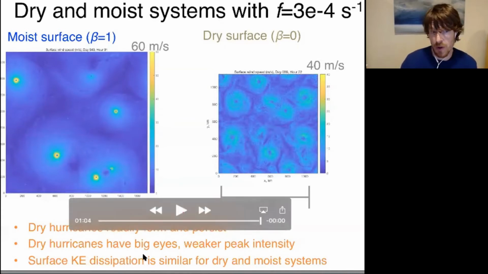And maybe surprisingly, given these very large differences in peak wind speeds and structures, the moist and dry surfaces end up with similar domain averaged kinetic energy dissipation. So if you take that C_D V cubed and integrate it over the surface everywhere, you find that it's a few watts per meter squared for both of these cases. It's a little bit larger for the moist surface, but not by a huge amount. So the broader eyes and larger areas of moderately strong winds in the dry case compensate for the extremely strong winds in the eye wall of the moist cases.